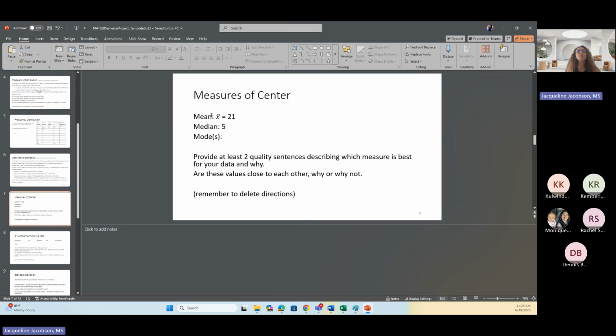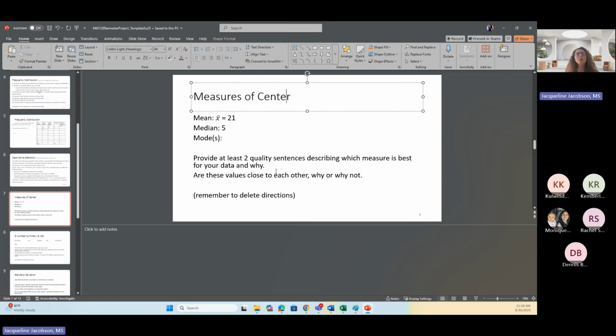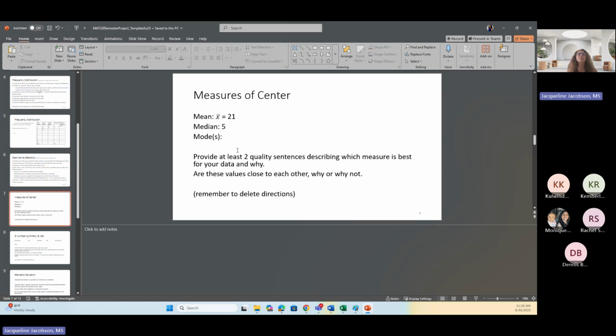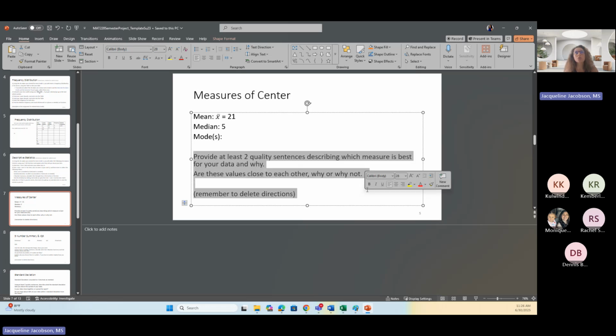Which measure of center would be best? Why? Is your skewness large? How much is that affecting the mean? Is it affecting the mean enough that you maybe don't want to use the mean? Or is it not affecting the mean enough that maybe you can still use the mean? Are these values close together? Why or why not? If they're close together, then there might not be a lot of skew. If they're far apart, maybe there is. You have to do a little research if you need to, to show what you know about this. Go back to what we did in class.